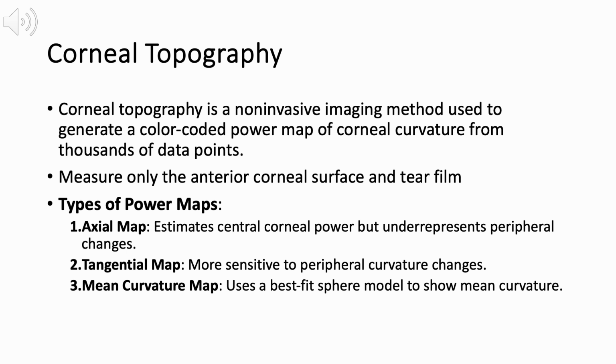The axial map estimates central corneal power and offers a general overview of curvature, though it tends to underrepresent peripheral changes. In contrast, the tangential map is more sensitive to localized curvature variation and is particularly useful for detecting early or subtle peripheral irregularities. The mean curvature map uses a best-fit sphere model to represent the average curvature across the corneal surface, making it helpful for evaluating global shape and symmetry.